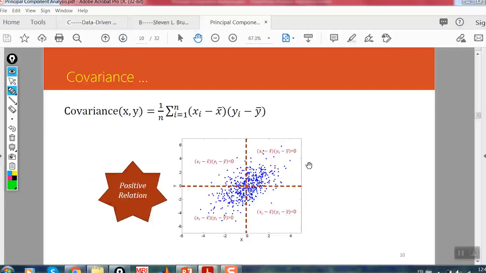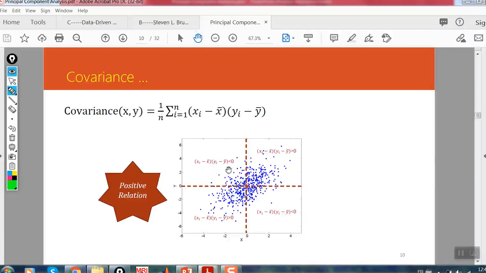Then, according to the previous slide, the distance of x from its mean and the distance of y from the mean of y is positive. Then if we multiply these distances, the result is also positive. In this area, both distances are negative. Then after the multiplication, the result is positive.